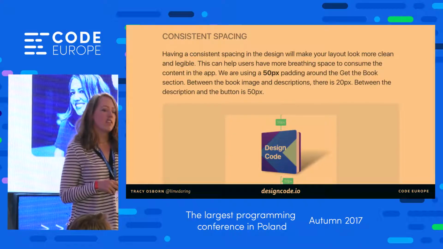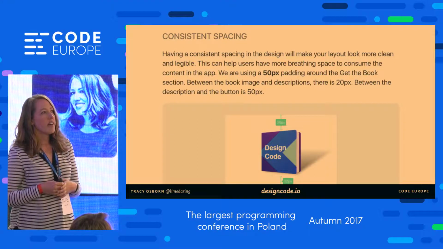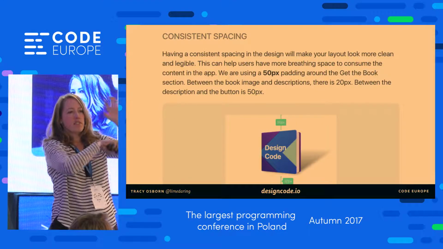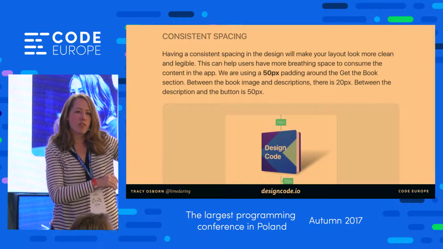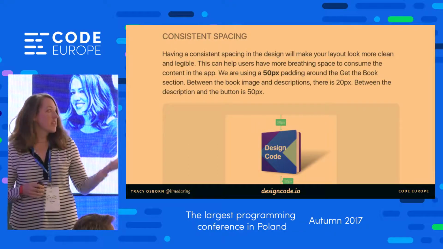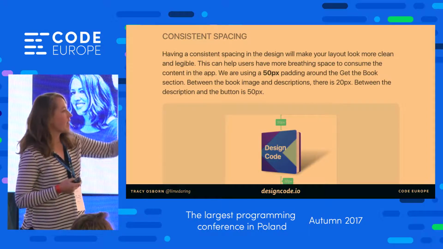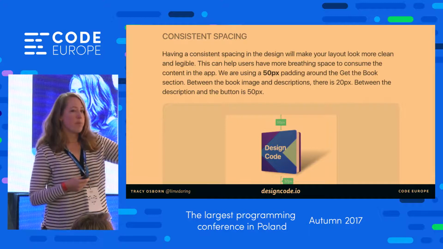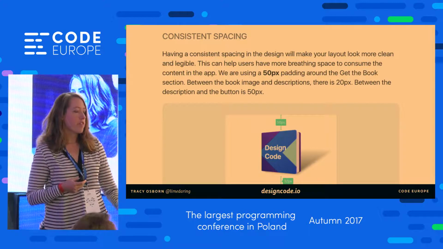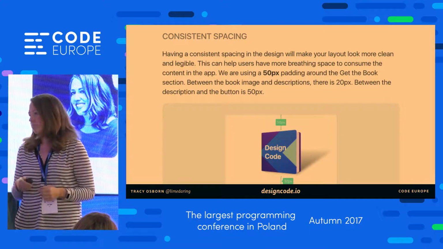Consistent spacing, not only lining stuff up under an underlying grid, but if you have a block and a space and a block and a space, you want to make sure that those spaces are consistent, and that's also going to be part of that underlying grid. For example, this is a design book called Design Plus Code, and they talk about having a 50 pixels padding between all the sections of the design, and this is going to add to that feeling of orderliness.